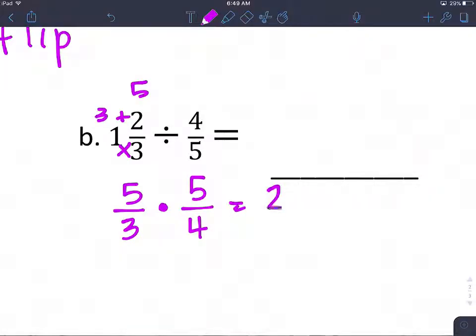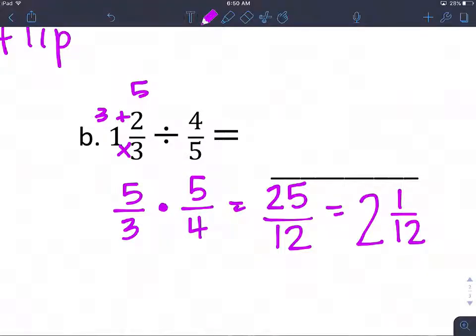And I get 5 times 5 is 25. 3 times 4 is 12. And I don't think there's anything that goes into both 25 and 12, but I do notice that 25 is bigger than 12, so I need to make it into a mixed number. So how many 12s are there in 25? Well, 12 times 1 is 12, 12 times 2 is 24, so 2. And if I take 24 away from 25, I'm left with 1 out of 12. And 1/12 is as simplified as it gets, so that is my final answer.